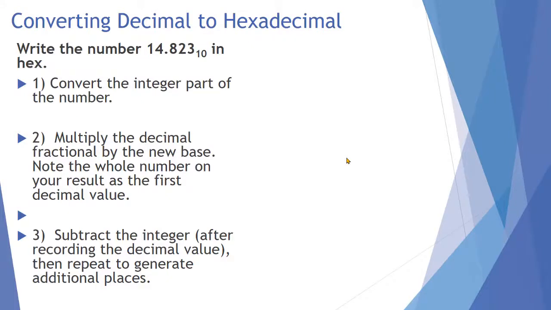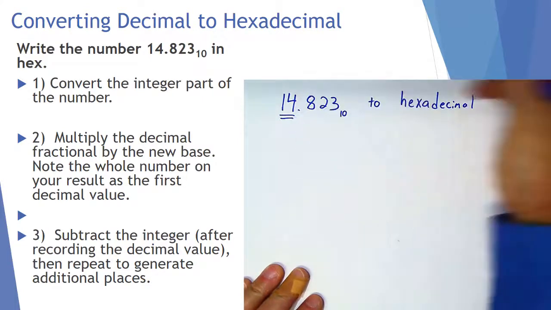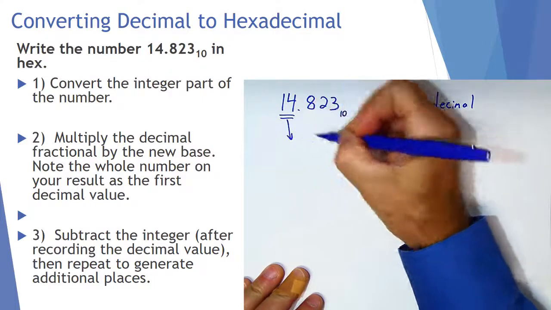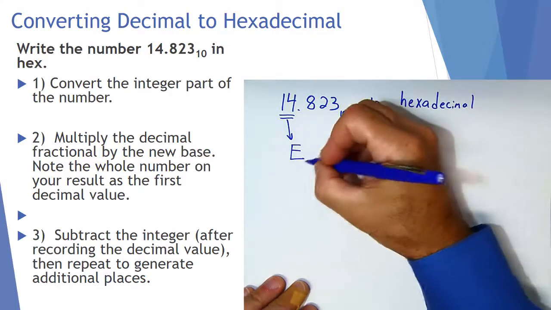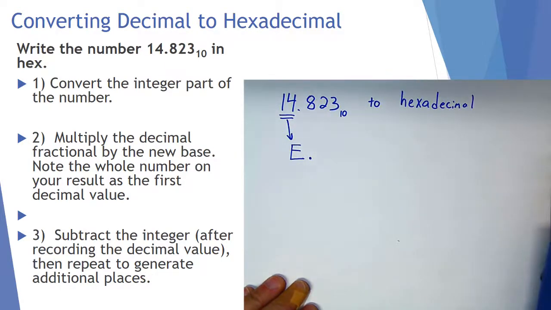Okay, well, this exact same process works to convert a fractional or a decimal part of any number into any other number system. So let's write the number 14.823 in hex. Step 1, convert the integer part of the number. Notice that we're starting out with 14 and we're going to hexadecimal. 14 has a name, doesn't it? 14 is E, so we really don't have to do anything there. 14 is E. So this is going to be E point something in hex.